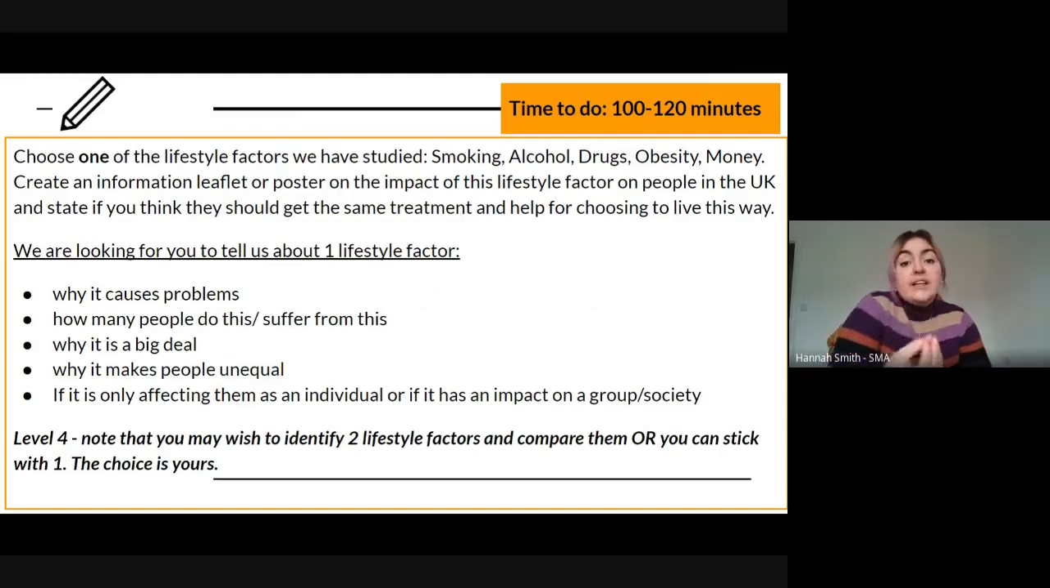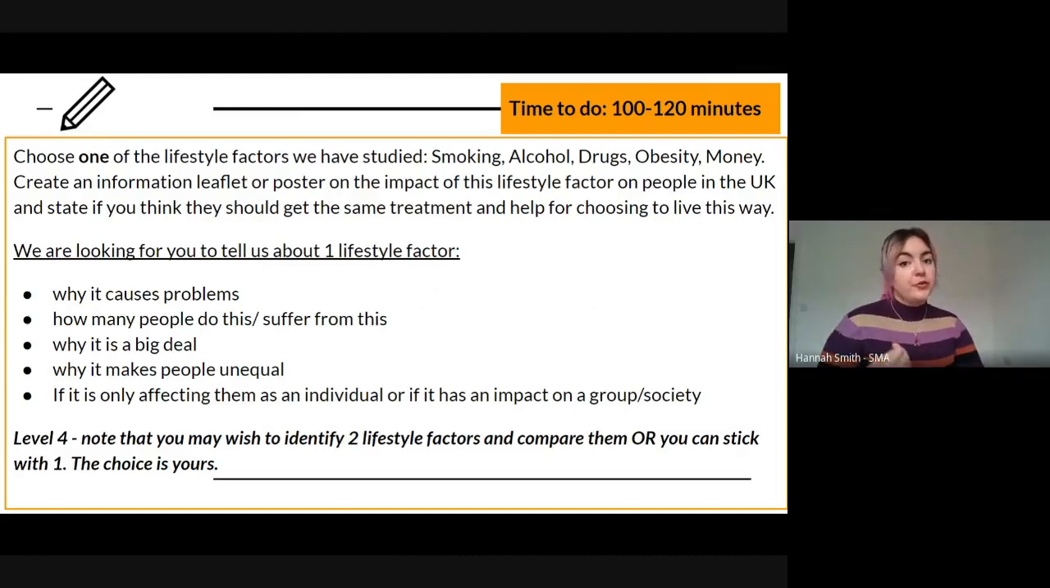Basically, what is smoking? Why is it so bad? What problems does it cause? Why is it potentially the worst lifestyle factor that there is? How does it affect people who choose to smoke? Does it have a wider impact?